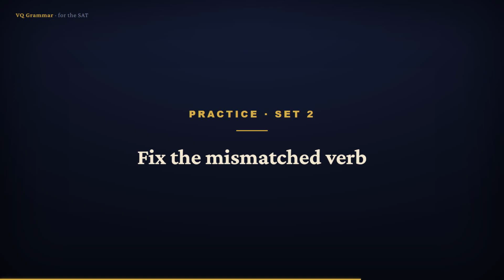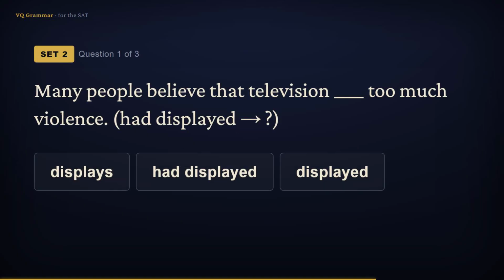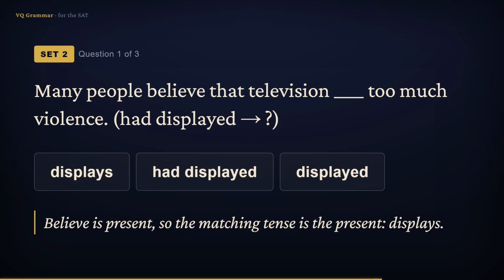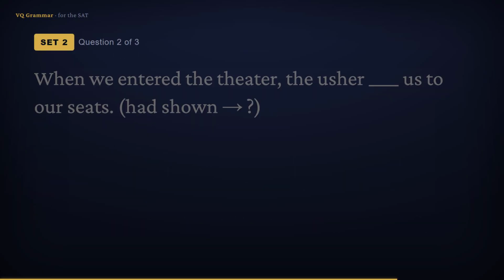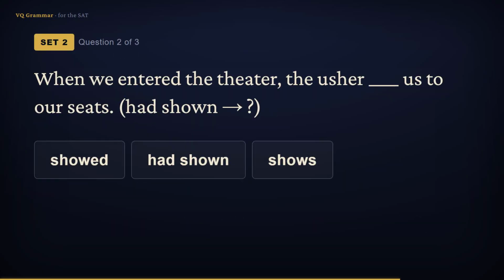Three more. In each one, the second verb is in the wrong tense. Choose the corrected form that makes the tenses compatible. Many people believe that television blank too much violence. The main verb, believe, is present. So the second verb should be present too. Correct it to displays. When we entered the theater, the usher blank us to our seats.